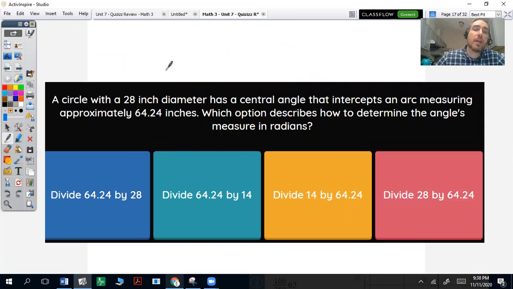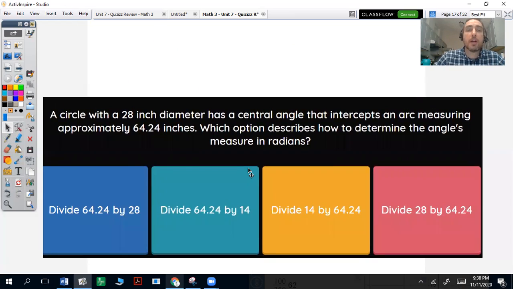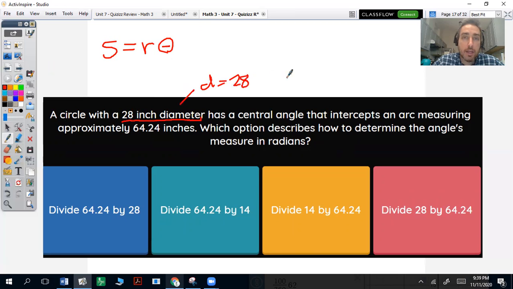A circle with a 28-inch diameter has a central angle that intercepts an arc measuring approximately 64.24 inches. Which option describes how to determine the angle's measure in radians? Well, here's your formula again. S equals r theta. So we have a circle with a 28-inch diameter. If the diameter is 28, then the radius will be 28 divided by 2, which is 14. So I know that's going to be 14.